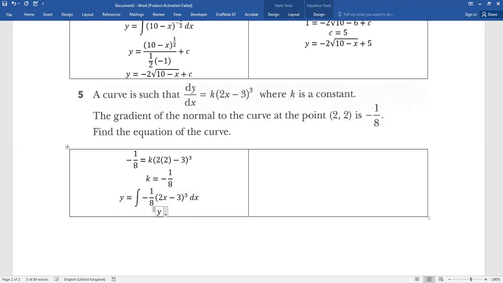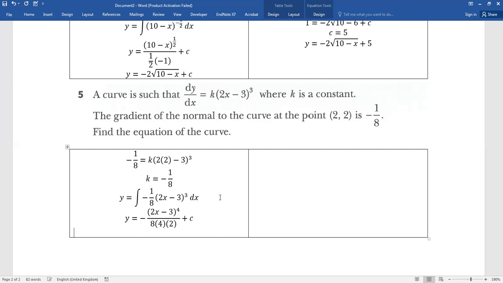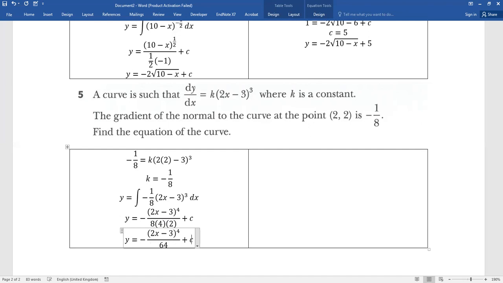So now if we integrate it, what do we get? (2x minus 3) will remain as it is. The power will become 4. I already had an 8 in the denominator, and now I can multiply by 4 and multiply by 2, and then plus c. So the equation will be minus (2x minus 3) to the power 4 over 8 times 8, which is 64, plus c. Is this right?